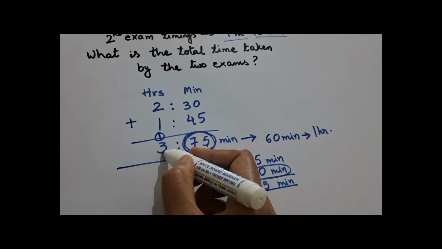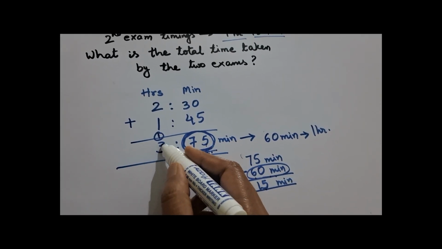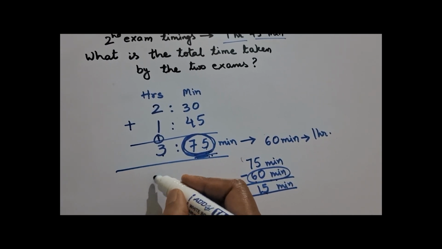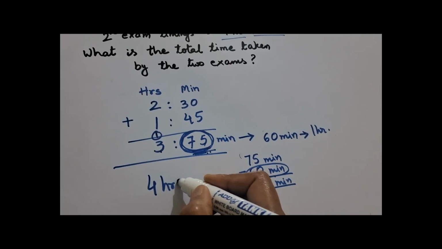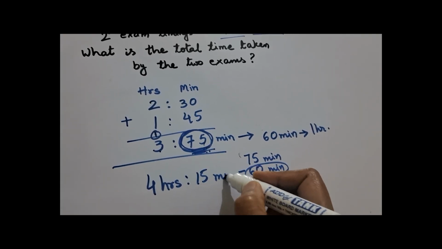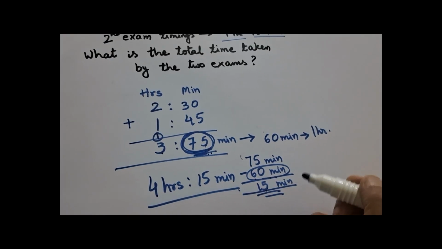Now 1 plus 3, how much, children? Here in hours, already 3 hours is there. 1 carry you have to add. So 1 plus 3, 4. 4 hours. And how many minutes, children? 15 minutes. In this way you have to do addition of times, children.